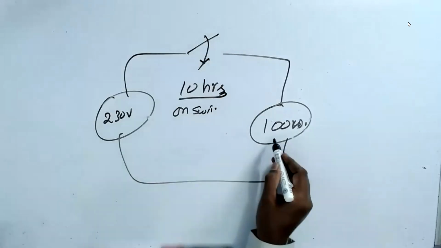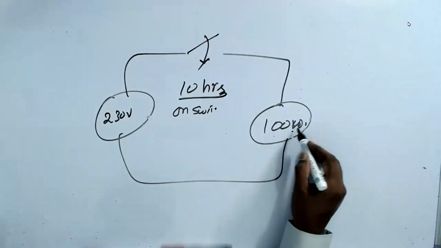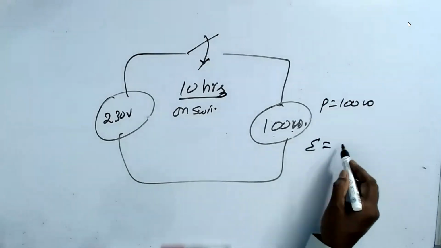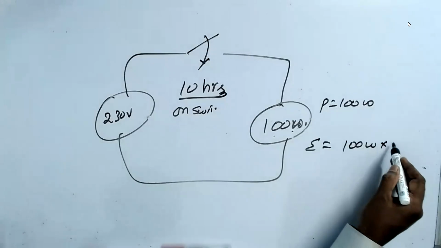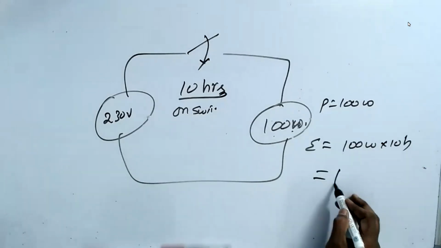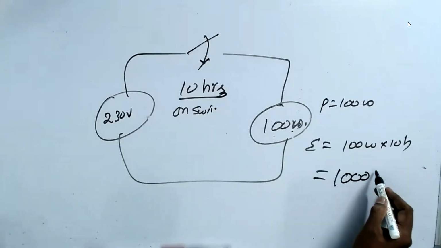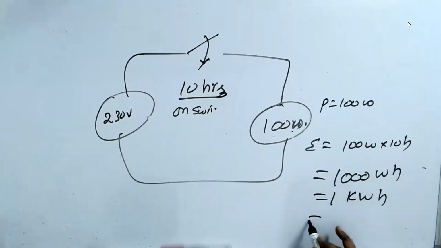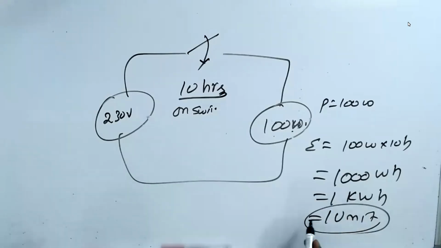The power of this bulb is 100 watts. Energy is 100 watts into 10 hours, which is equal to 1000 watt hours, which is equal to 1 kilowatt hour. This is called 1 unit. Nowadays in our houses, the government charges 6 rupees.